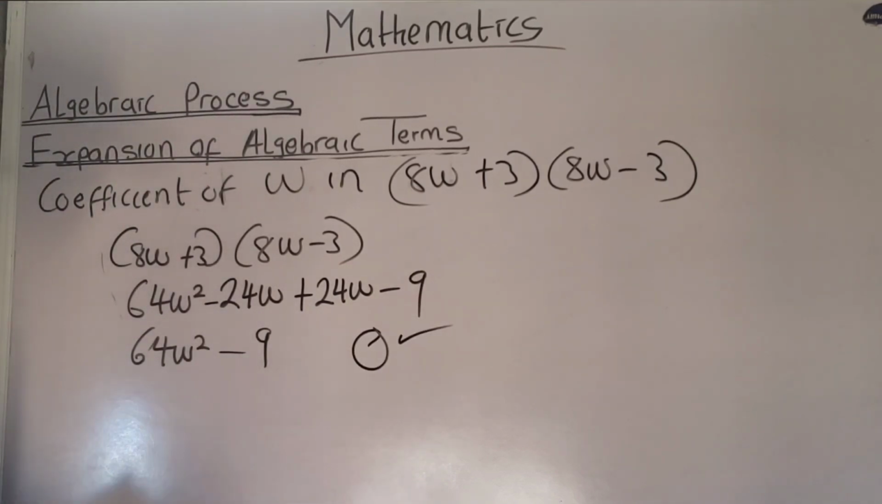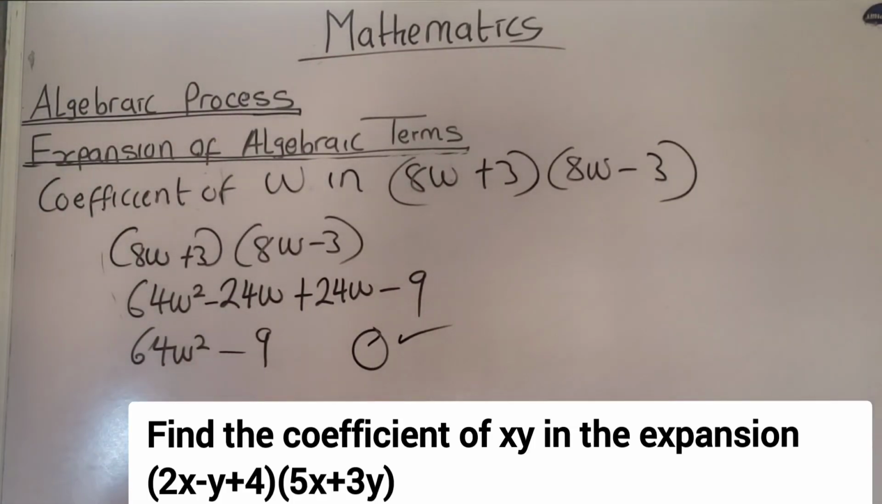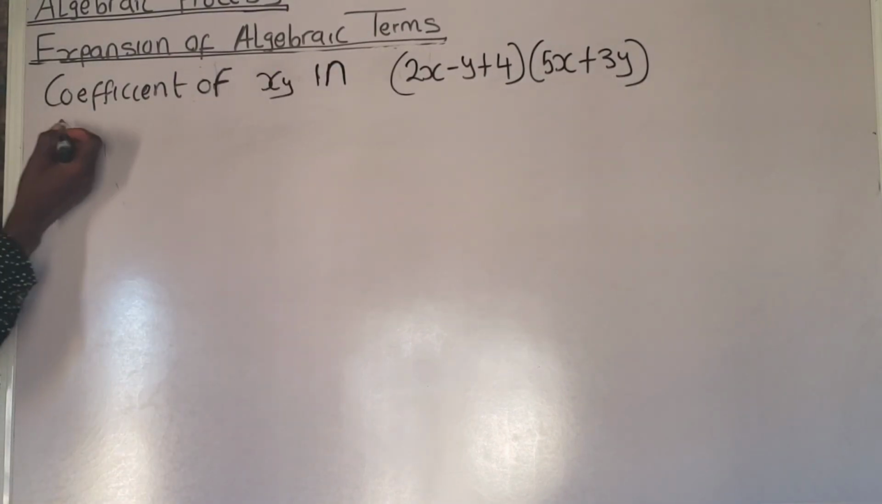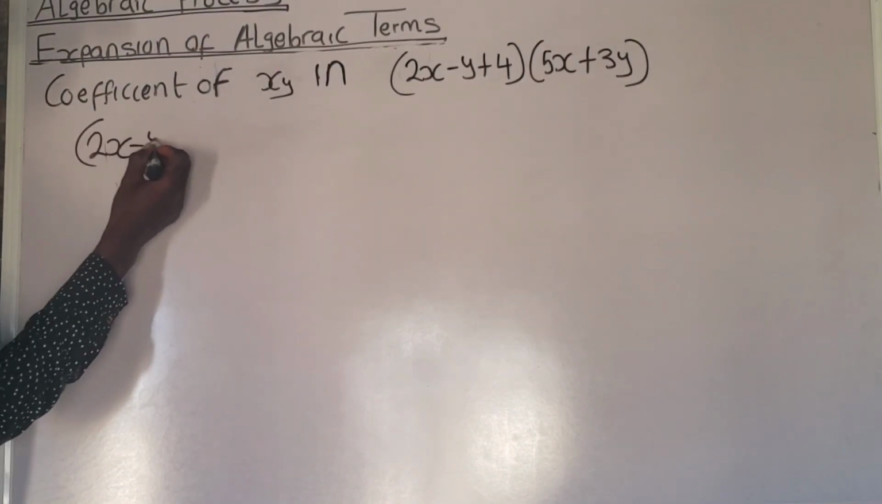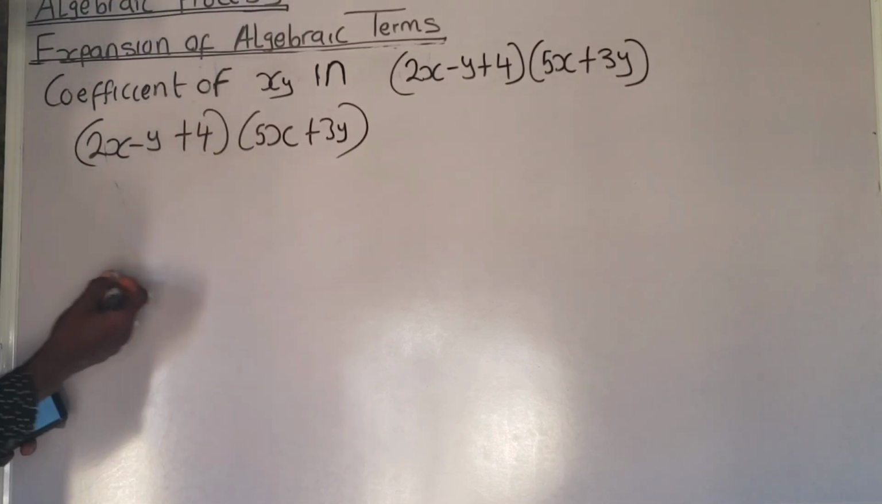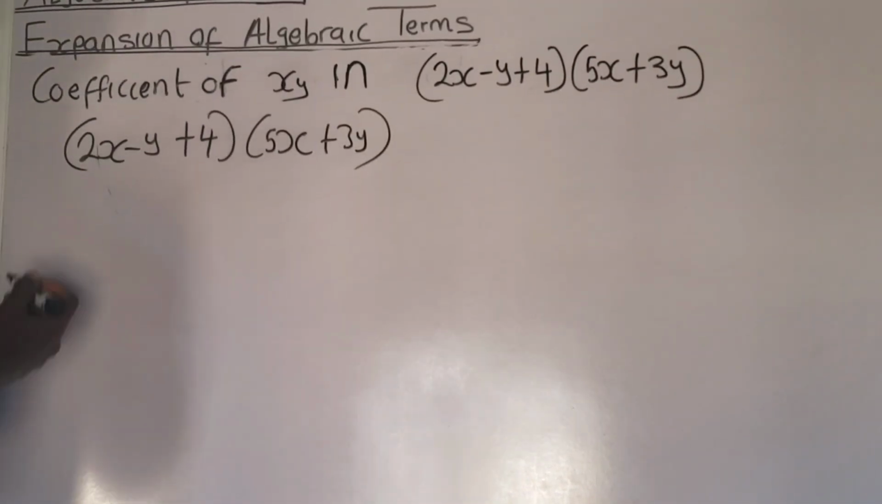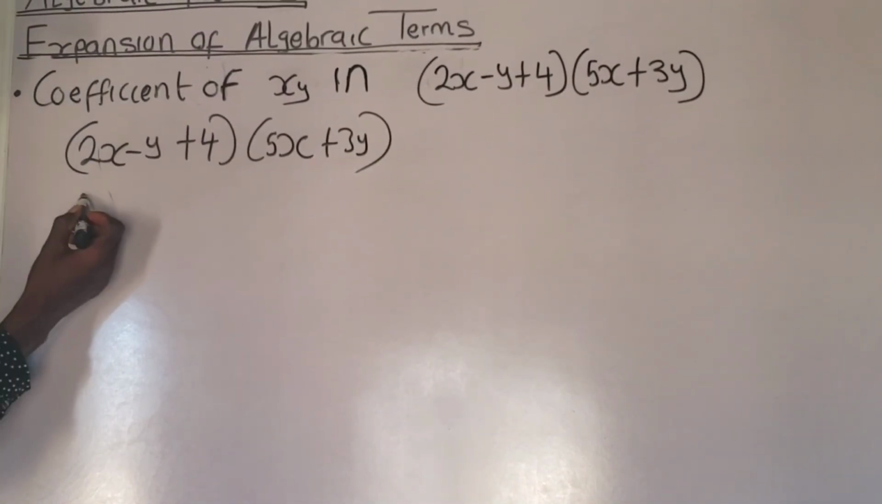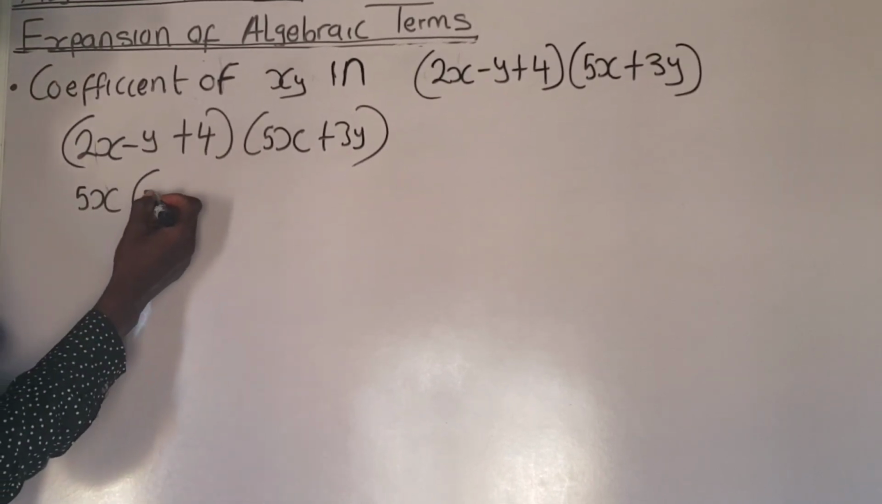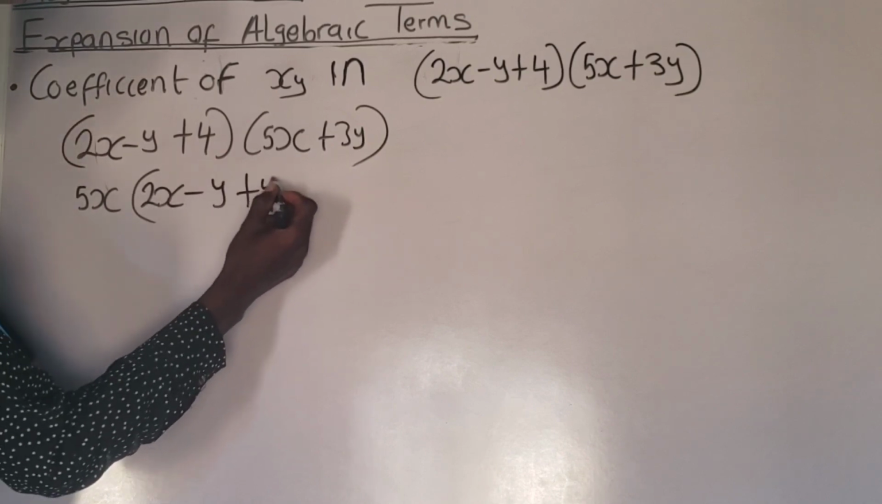Okay, now let's move to another question. We are asked to find the coefficient of xy in the expansion of 2x minus y plus 4 multiplied by 5x plus 3y. Okay, now let's take the product of the brackets that we have. We have 2x minus y plus 4 multiplied by 5x plus 3y. Please, I want you to pay attention. For this, we are going to have 5x. We multiply all the elements in this bracket. So I'm going to have 5x into bracket 2x minus y plus 4.